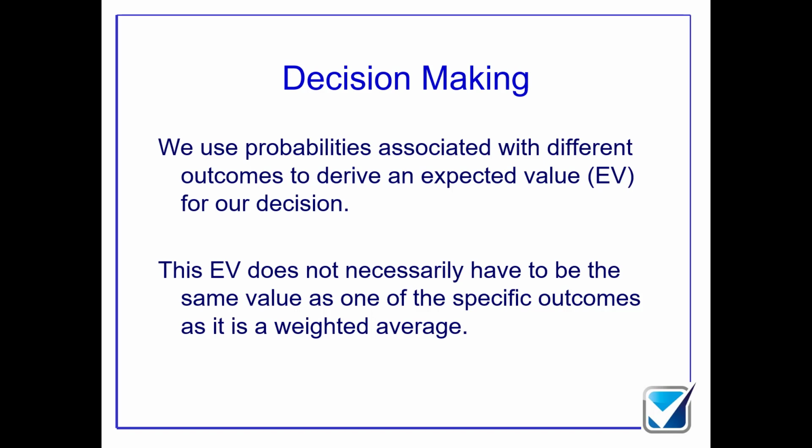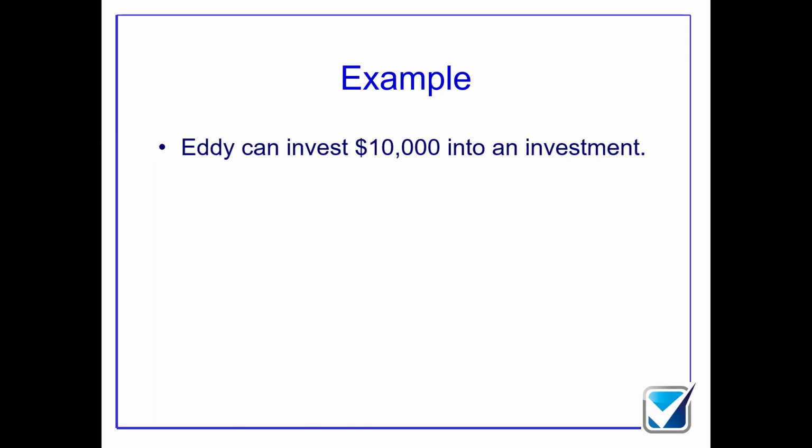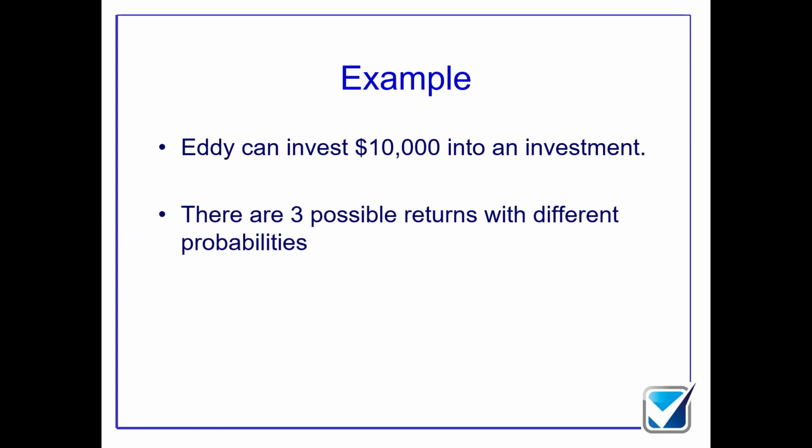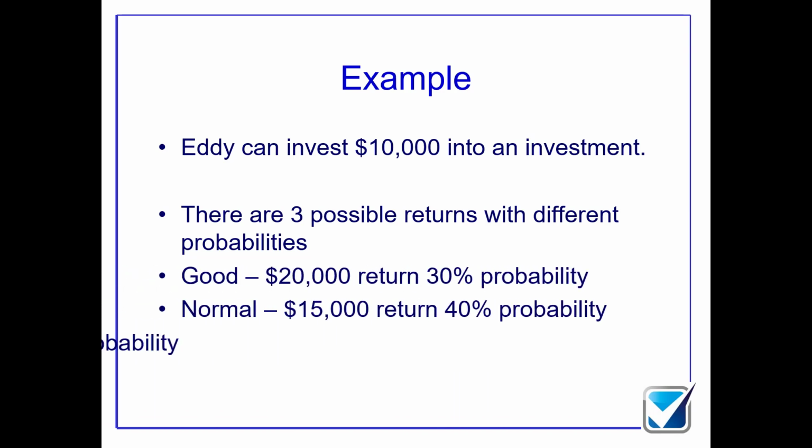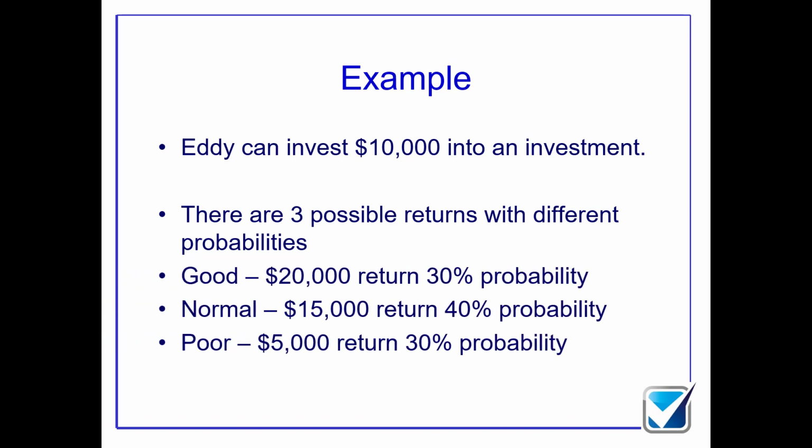So let's get into a couple of examples, and as we go through these examples, I'm going to crunch some numbers and then we're going to show you some of the issues with the numbers that we've crunched. So Eddie has the potential to invest $10,000 into a new investment, and this new investment is going to generate a level of returns. We're not exactly sure what the returns are going to be, but we know it's potentially going to be good, normal or poor. If it's good, we get a $20,000 return on our $10,000 investment, 30% chance. Normal, $15,000 return, 40% chance. Poor, $5,000 return, 30% chance.